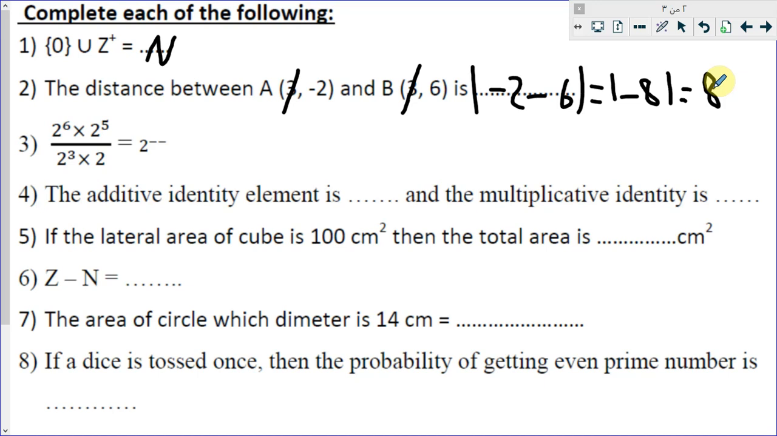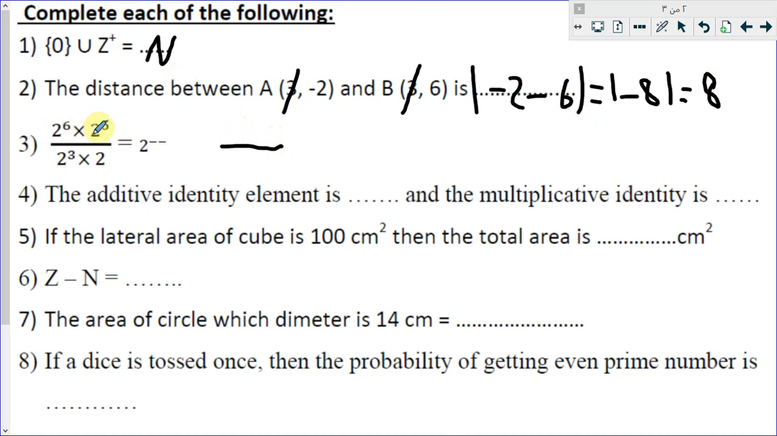2 power of 6 multiply 2 power of 5 over 2 power of 3 multiply 2 equal 2 power of what? In this exercise we can't use our calculator, because our calculator will expand our numbers. It will give us the last value, but he wants it in the form 2 power of what? So we will solve it step by step. First I will solve our numerator.